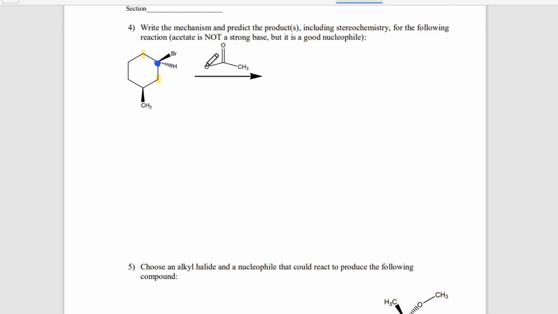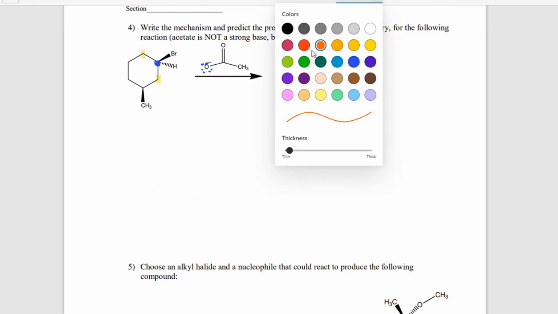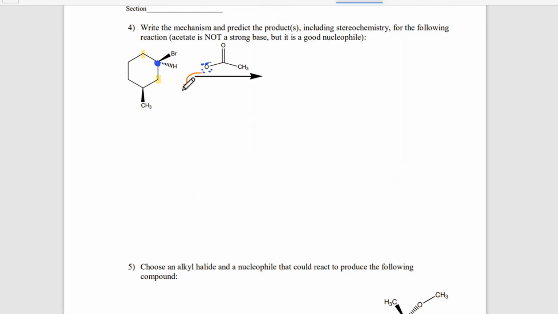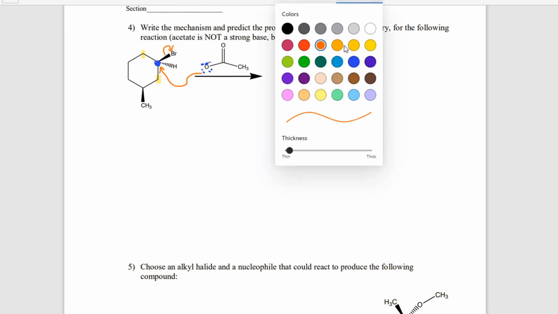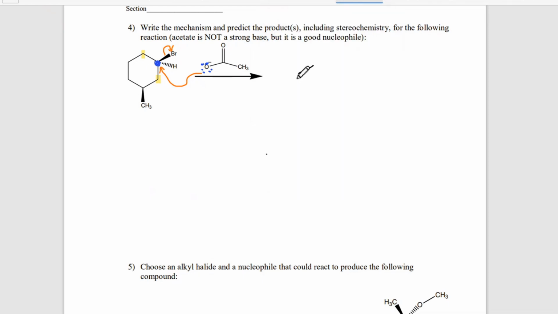It's going to actually come in, okay. And we'll switch colors. We'll do this one. It's going to come in from underneath, and that's going to pop the hydrogen up, but it's also going to pop the bromine out. And so when that happens, you're going to get the hydrogen now in the wedge position.